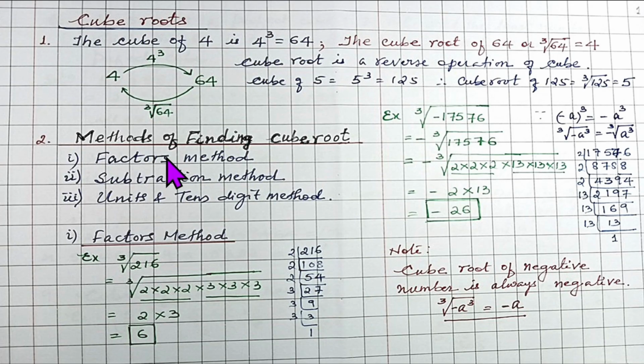Now there are different methods of finding cube root. The important methods are the factors method, the subtraction method, and the units and tens digit method. Now let us learn these methods one by one with examples.